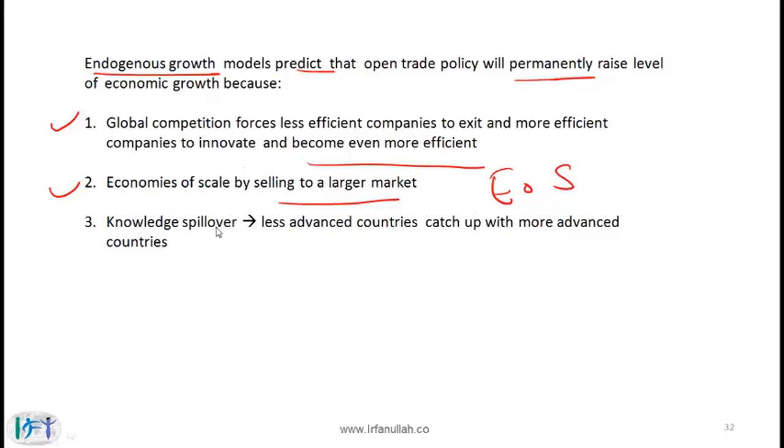And finally, the knowledge spillover effect. So this is externalities at a global level. Less advanced countries can catch up because the technologies that are developed in the more advanced countries can easily be adopted by these less advanced countries, and that again will spur growth. So at a high level, you need to understand these three reasons and recognize the core point that with the endogenous growth model, the growth rate can be permanently higher.